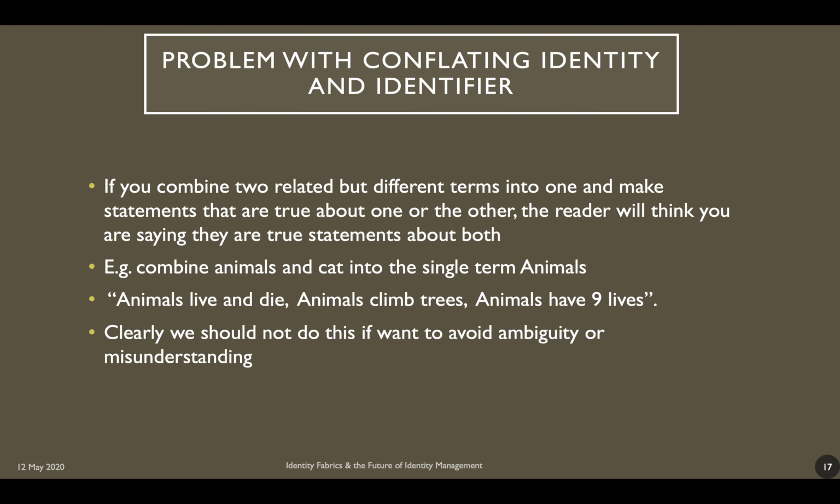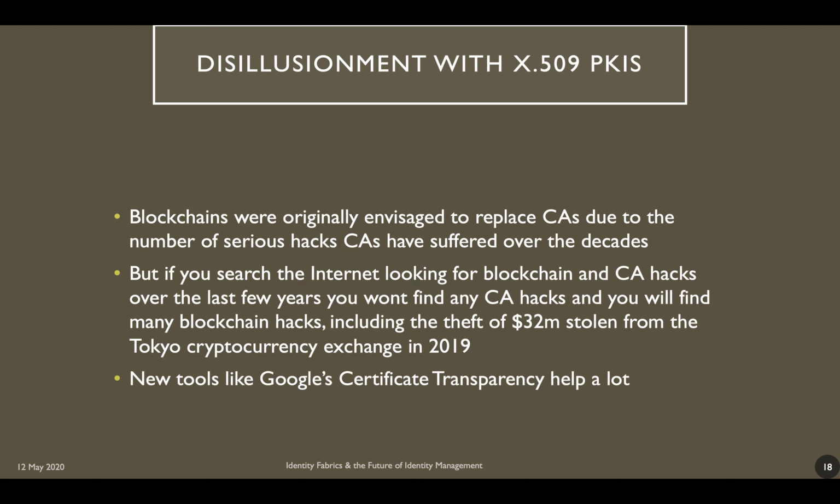Here's a simple example of why conflating two similar but different terms together and making statements that are true about one or the other and combining them. Clearly, we shouldn't do this if we want to avoid ambiguity or misunderstanding. And this is why I'm suggesting that the principles of self-sovereign identity ought to be clarified and updated.